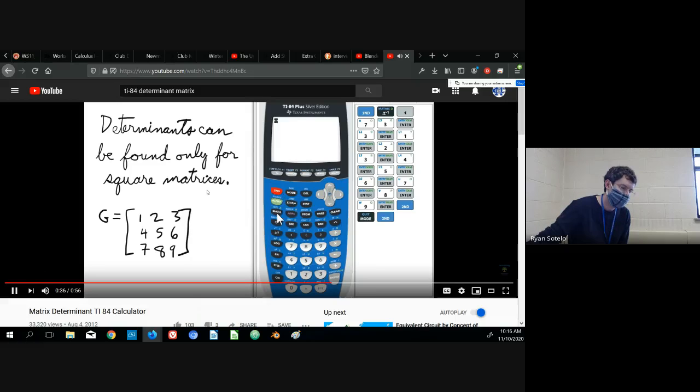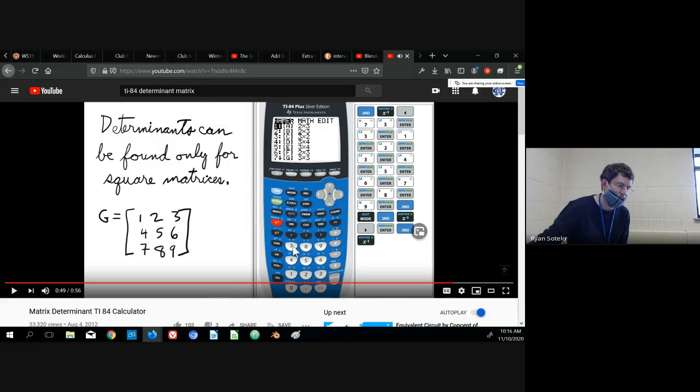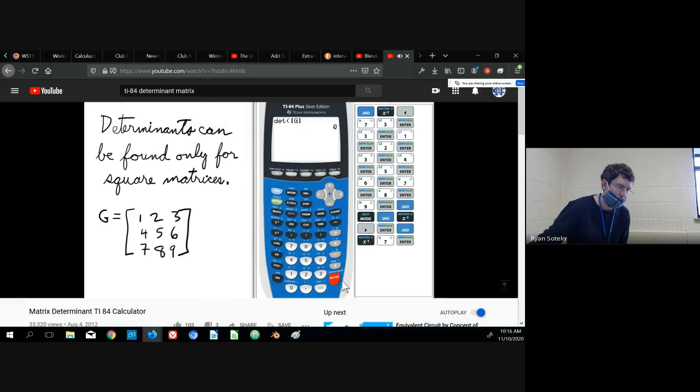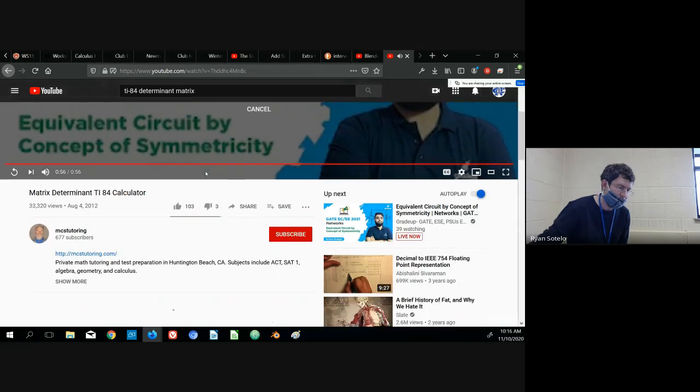Once you put in your matrix, you quit out of that. And then you can go back into your matrix menu, go to math, arrow down to determinant, and the determinant is this function, DET. Enter. And then it wants to know which matrix you want the determinant of. So again, go to the matrix menu, and this time you go to names to find it instead of edit. The determinant of matrix G is 0. And there you go.